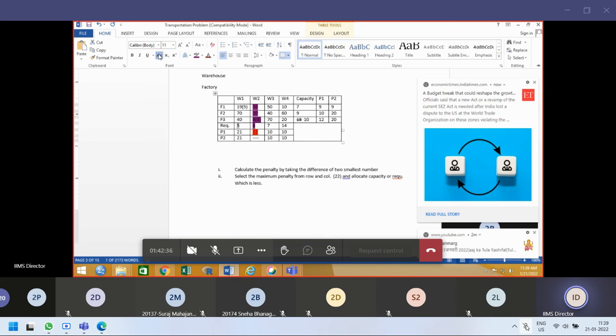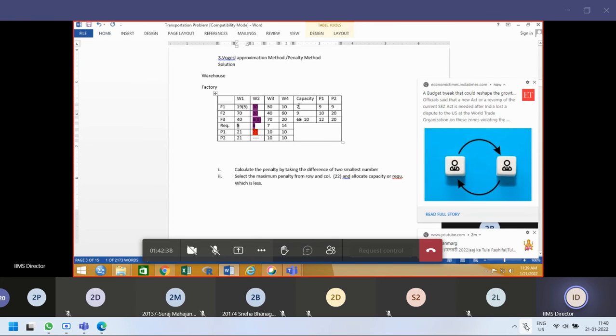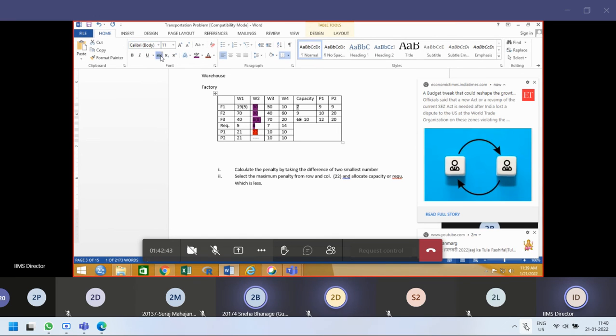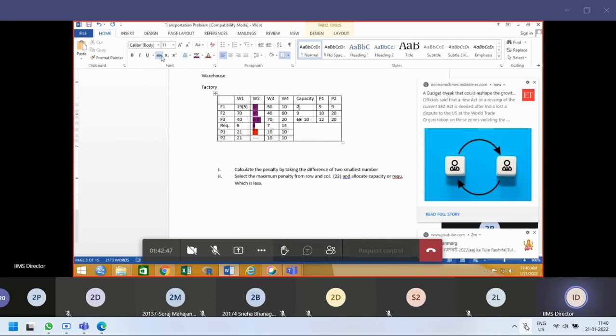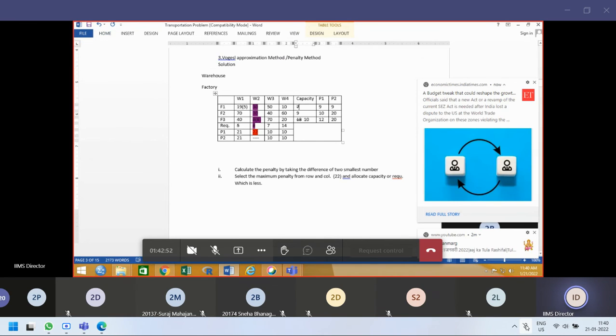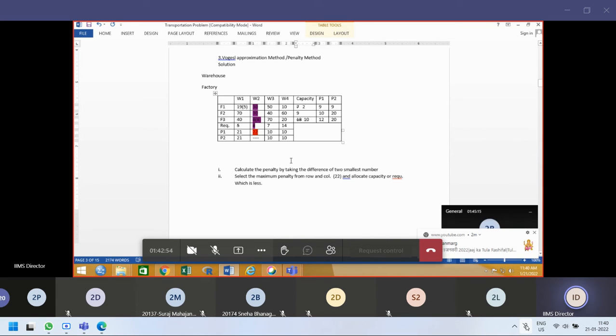So this is blocked. Out of 7, how much is allocated? 5 is allocated. So how much is remaining? 2 is remaining, and I will write that remaining 2 here separately. Now what is completely blocked? This one is completely blocked. So again, I will make a different color for this, only up to here.